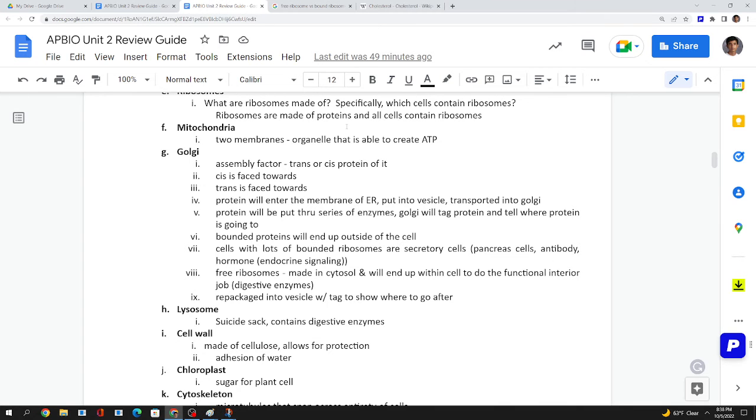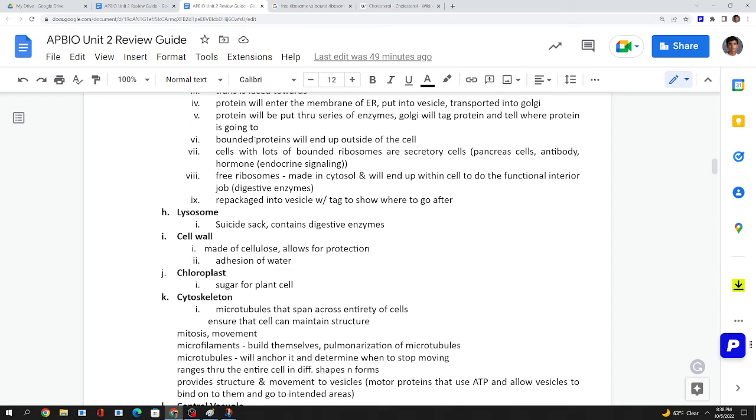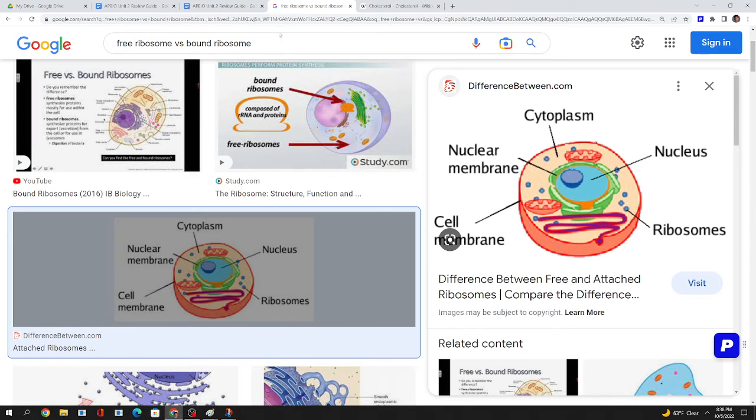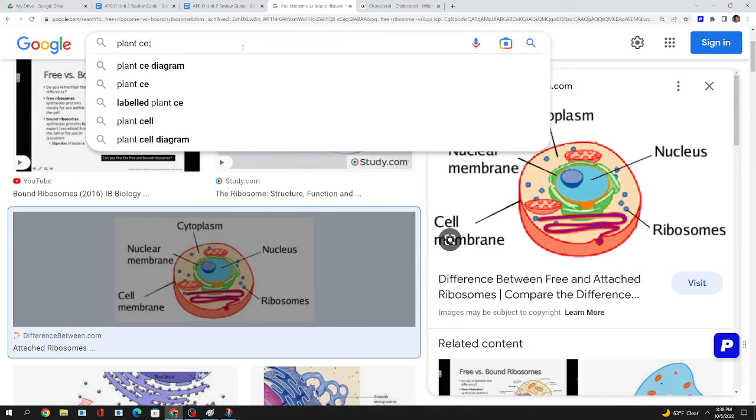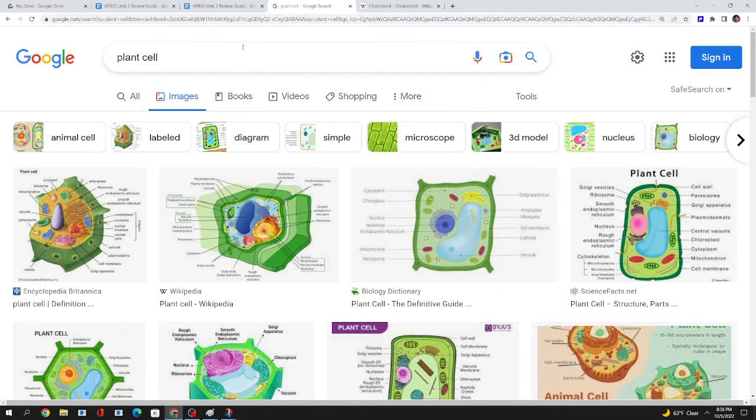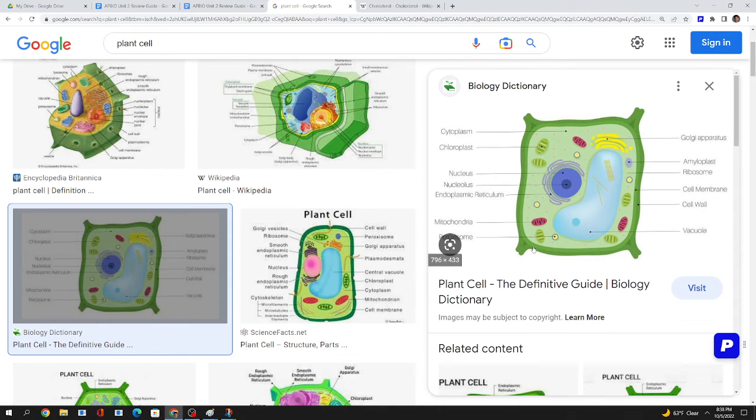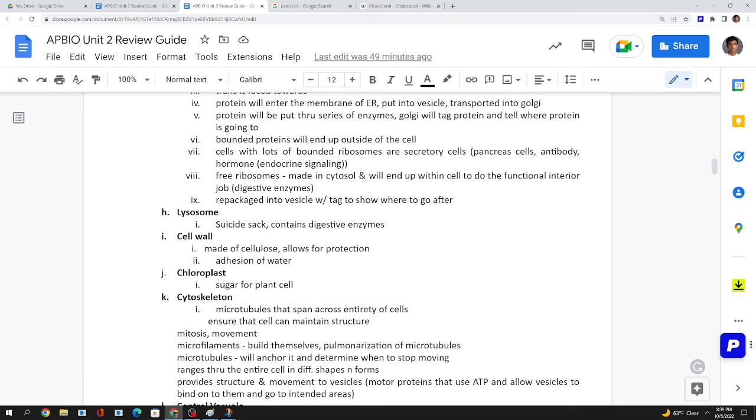Okay? Cell wall. Cell wall is only in plant cells. It is made of cellulose and it allows for protection. It's kind of a sticky structure. If I were to look at a plant cell, it's used for protection, by the way, similar to how a plasma membrane is. But it just sticks onto the plasma membrane. It's nothing super crazy. Pretty strong, gives good protection. And it also allows for things like water to adhere to it and move up the cell through capillary action, but that's not as important for this unit.